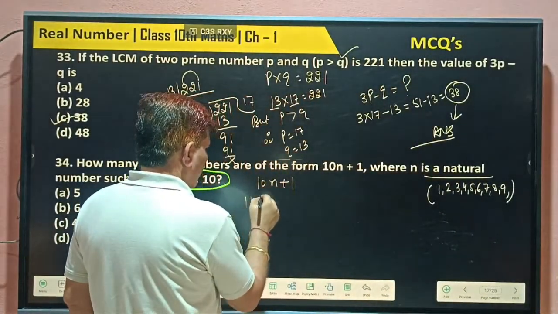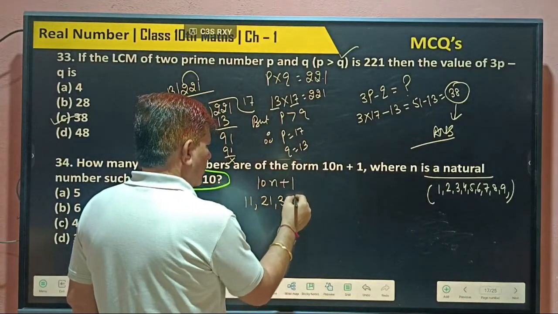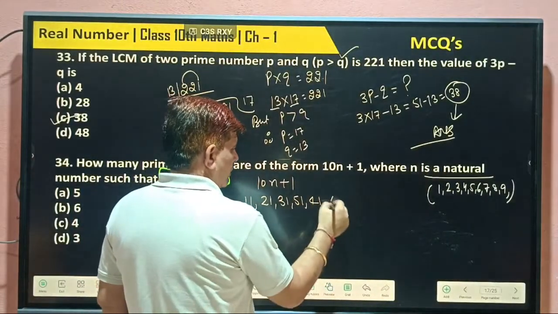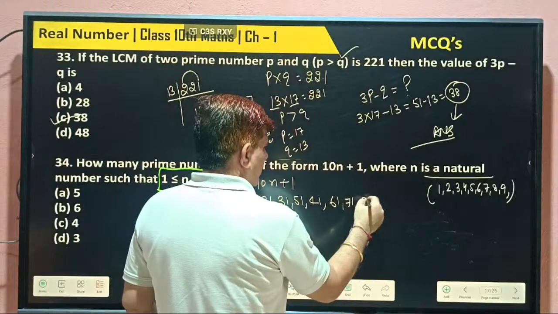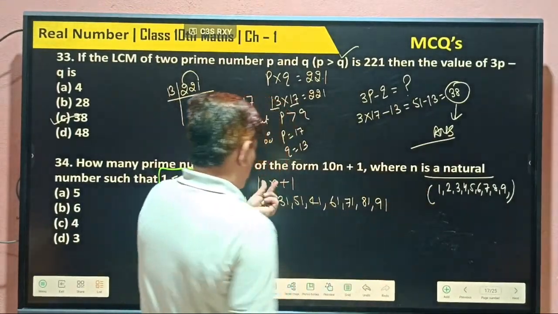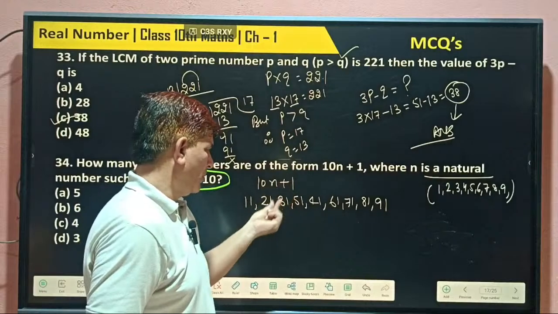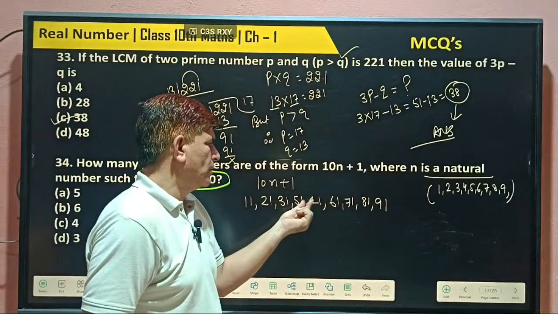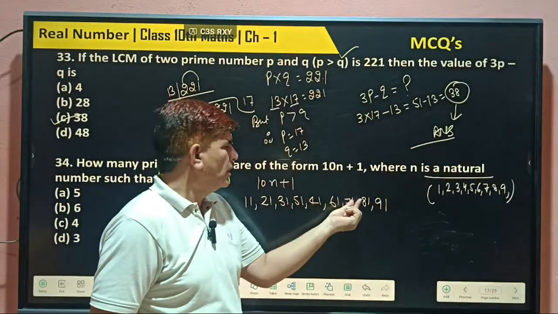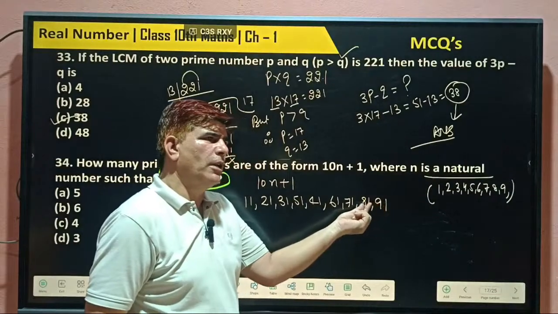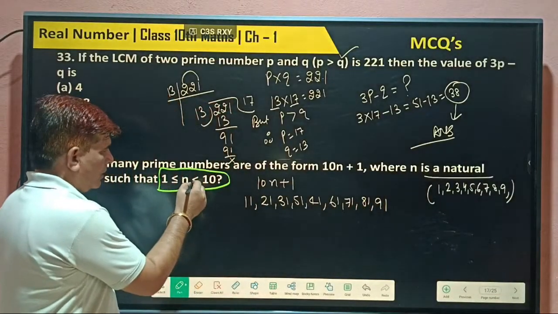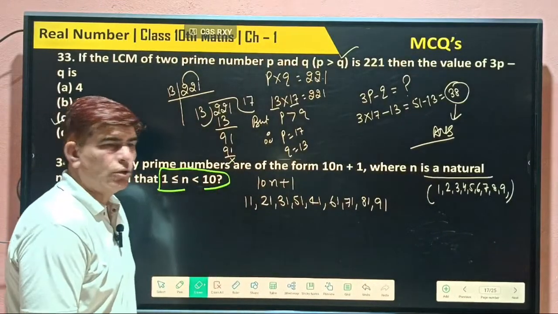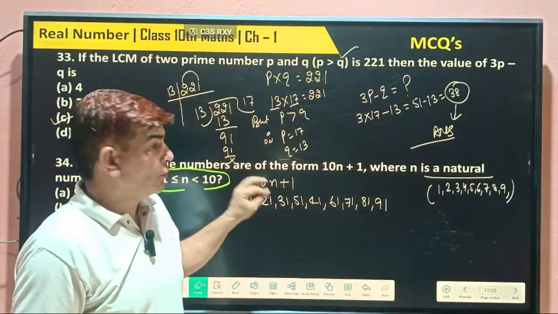So this is coming 11, 21, 31, 41, 51, 61, 71, 81, 91. We can put n equal to 1, 10 plus 1, 11; 2, 20 plus 1; 3, 30 plus 1; 4, 40 plus 1; 5, 50 plus 1; 6, 60 plus 1; 7, 70 plus 1; 8, 80 plus 1; 9, 90 plus 1. 10 is not possible because it is not allowed by the given condition. So the possible values are these.